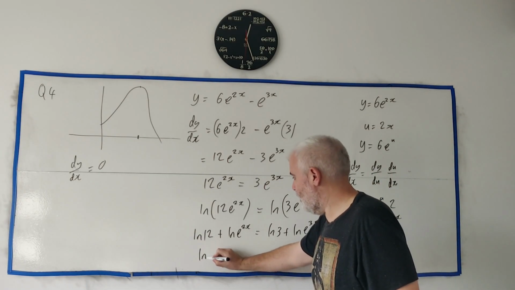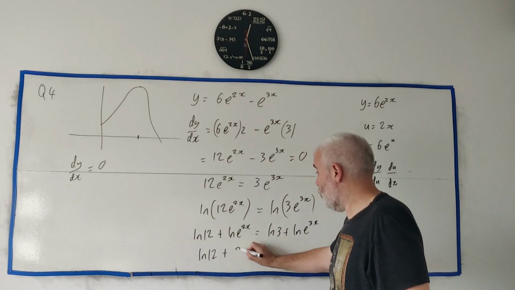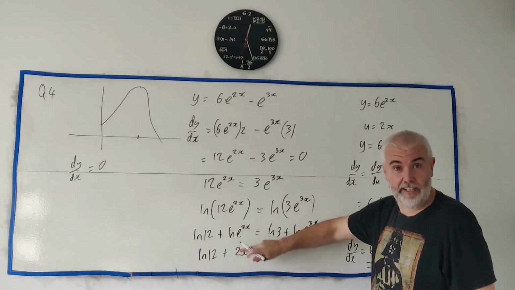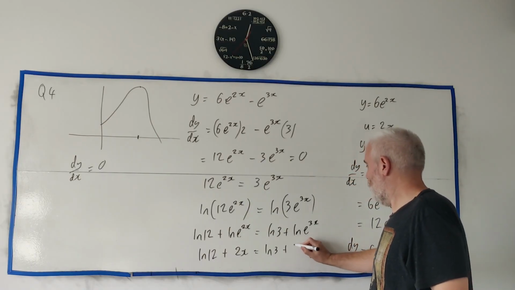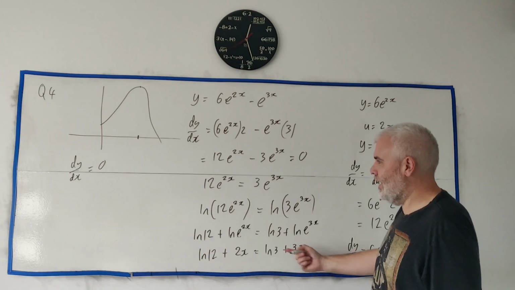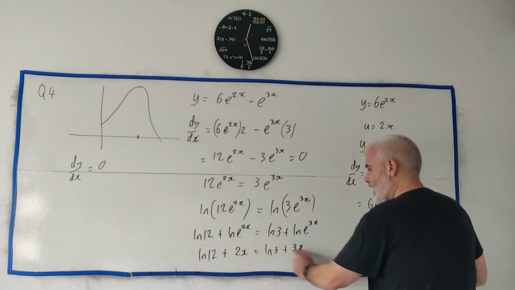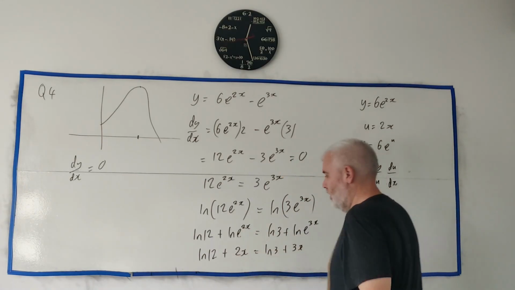That works out quite nicely. That's log 12 plus 2x, because the natural log and the e now do destroy each other, is equal to log 3 plus 3x. We clean that up. I'll do it over here.